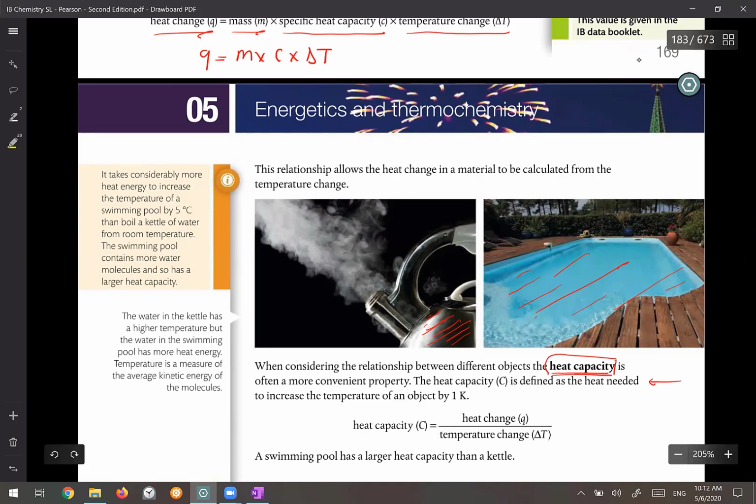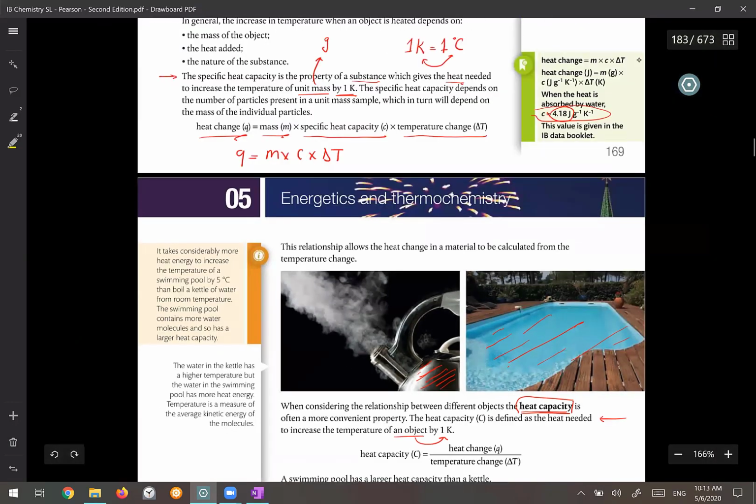It says the heat capacity is defined as the heat needed to increase the temperature of an object by 1 Kelvin. So what's the difference between the definition of heat capacity that we have here and the definition of the specific heat capacity which we had on the previous page? You can see in the heat capacity, it's not mentioned for unit mass, but for specific heat capacity, we mentioned the amount of heat which is needed to increase the temperature of unit mass by 1 Kelvin. Here, we just said the amount of energy we need to increase the temperature of an object by 1 Kelvin.